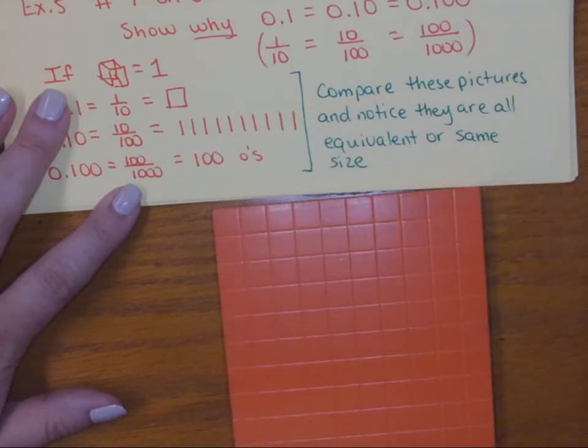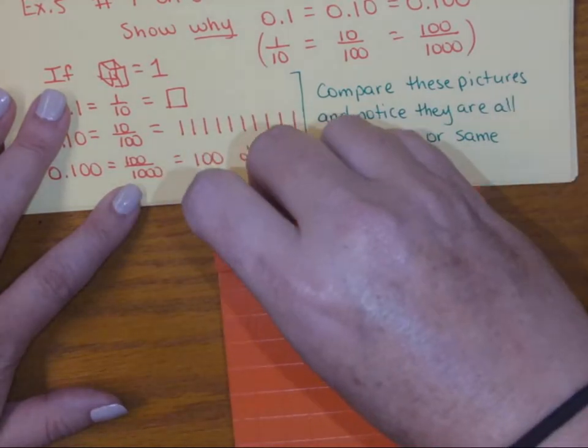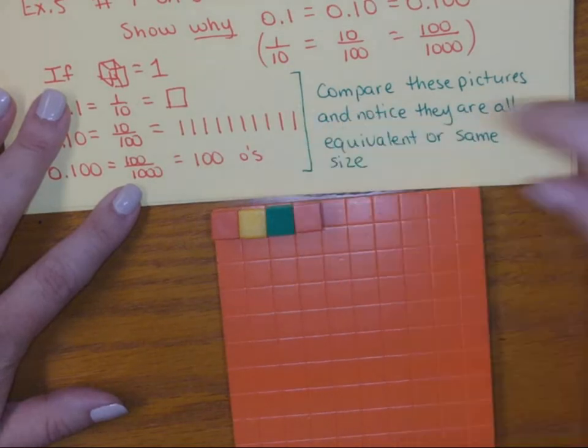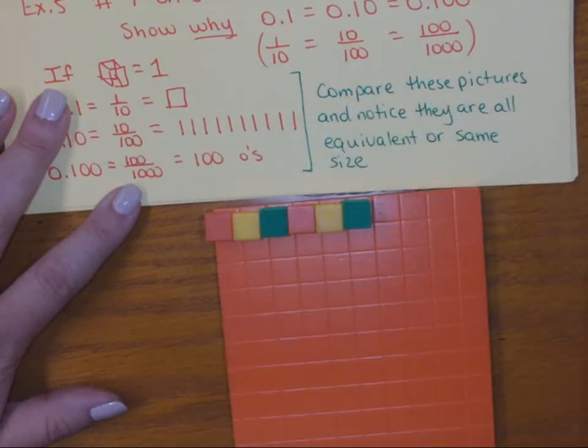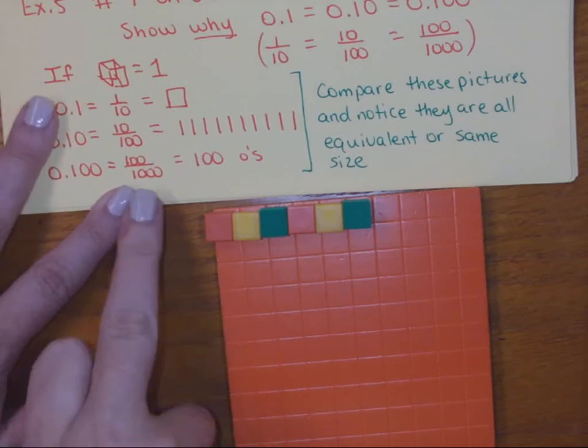And you could do the same thing with the units, although you probably wouldn't need to do it all the way. But theoretically, if I wanted to take the time and line up 100 of those units, it would be the same size as a flat.